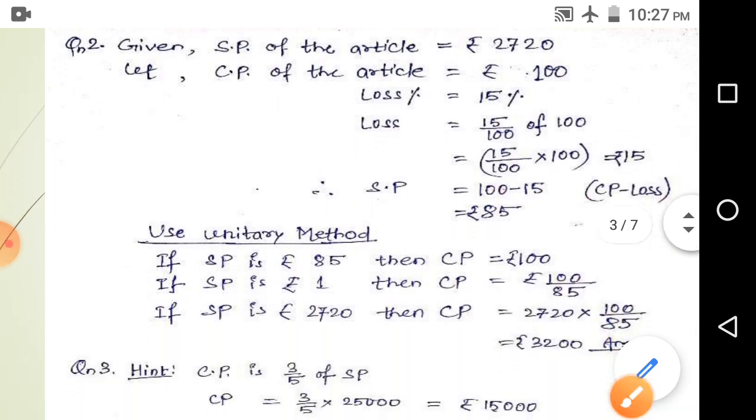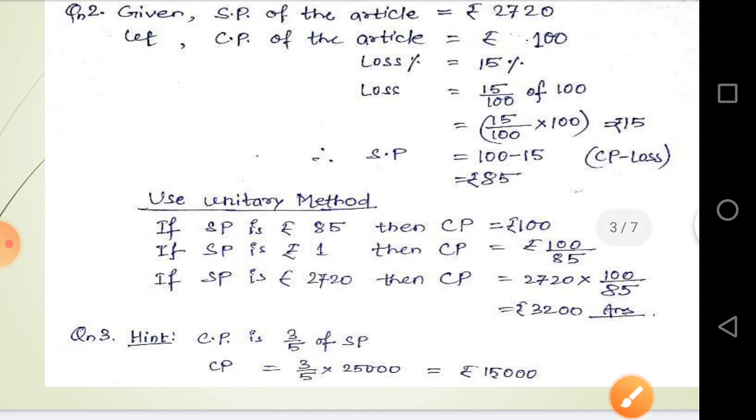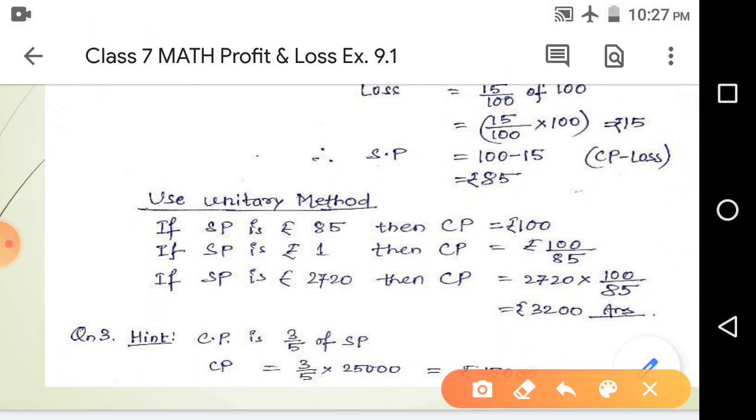Now in the next line we will use the unitary method. Here we have the selling price as 85 when we assumed the CP as 100. So if the selling price is 1, then the CP is 100 by 85.